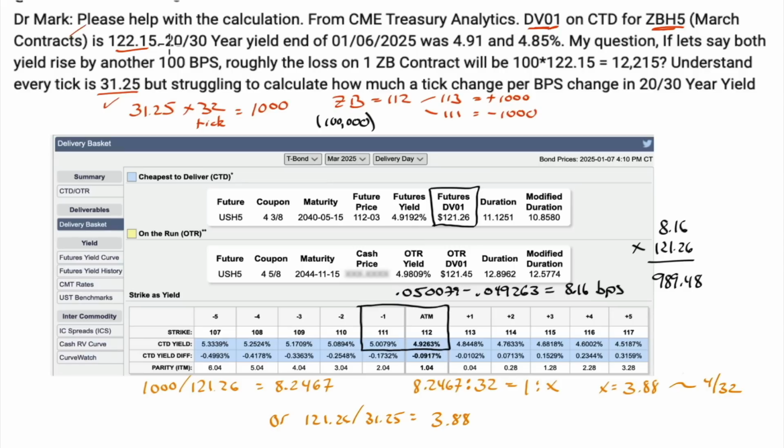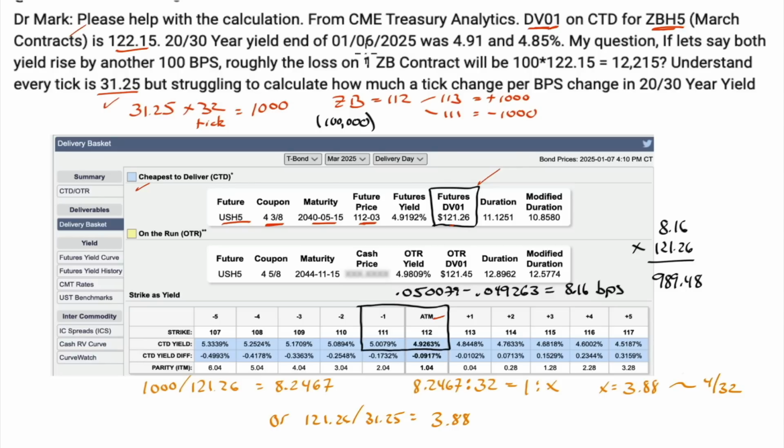122.15. I have it as 121.26 by the time I answer this question. There's the futures DV01. This is the cheapest to deliver here, and this is the futures that is in reference. That's the coupon of the cheapest to deliver, the maturity date. The futures price 112.03. We'll see a little bit more down here. That would be the dollar value of an 01, 121.26.